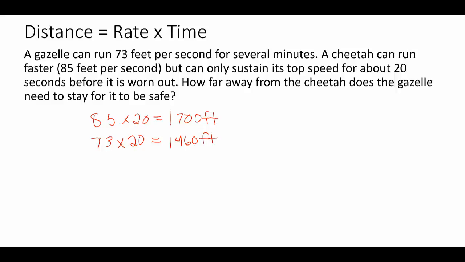So if these two animals were racing, for instance, after 20 seconds, this is where they would be. And so that kind of gives you an idea of then what kind of head start the gazelle would need. And to figure that out, we would subtract the two numbers, which gives us 240. There's also another way we could have worked this out. We could have said, what is 85 minus 73 to find the difference in their speeds, and then times that by 20. And that would have given us the same answer.